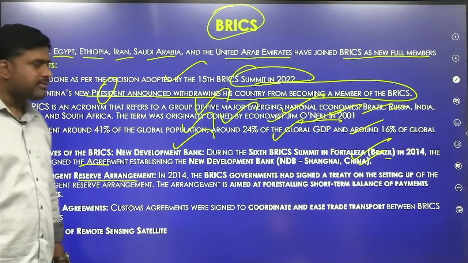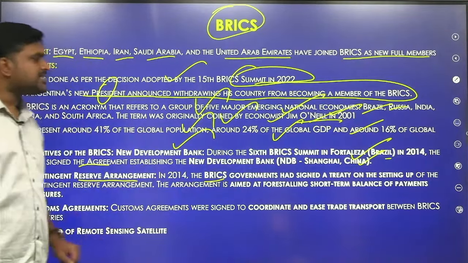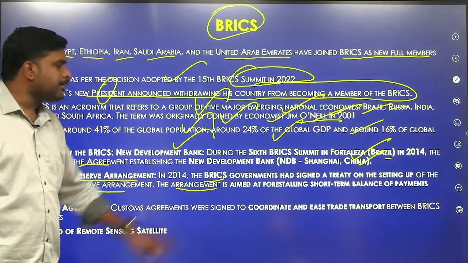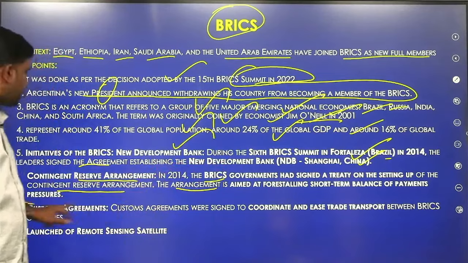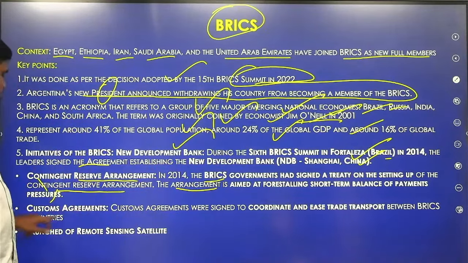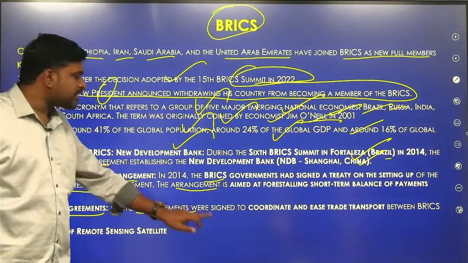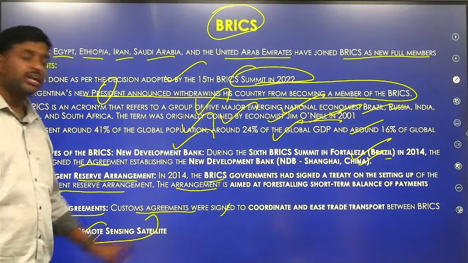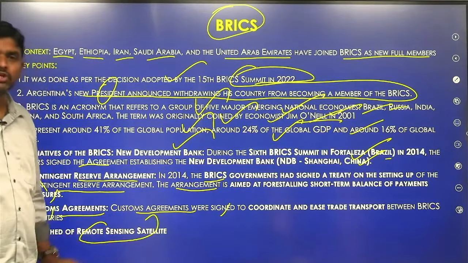There is a contingent reserve arrangement. The BRICS governments have signed a treaty on setting up the contingent reserve arrangement. The arrangement is aimed at forestalling short-term balance of payments pressures. Customs agreements were signed to coordinate and ease trade transport among the BRICS countries. They also launched remote sensing satellites. So we have a remote sensing satellite.